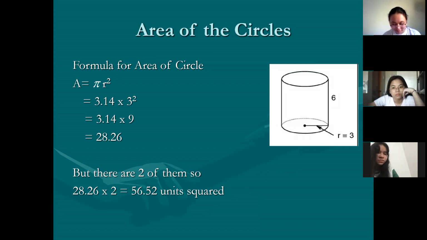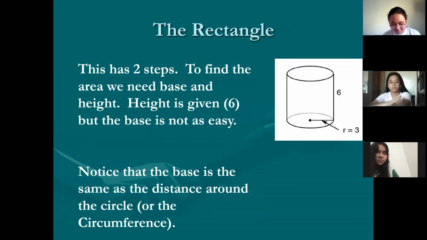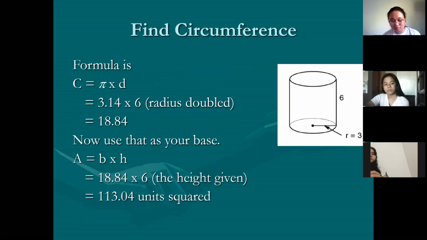What about the rectangle? I said a while ago that the rectangle is simply the height and the circumference of the circle. The one that will represent the length, or the width rather, of your rectangle is the circumference of the base circle, which is 2 pi r. So to find the circumference of the circle, you can use pi d or 2 pi r. They will give you the same answer. We have 18.84, and that will be the length of your rectangle.